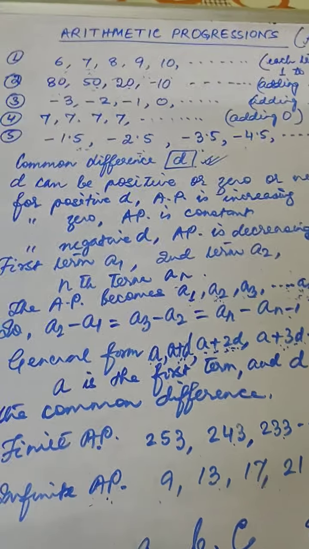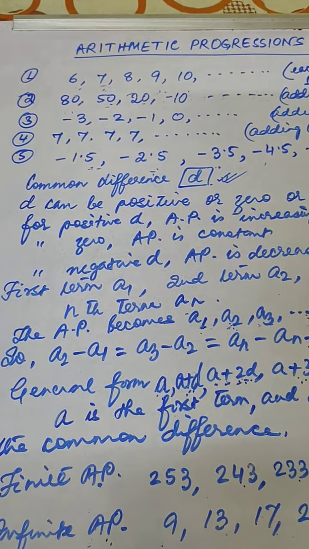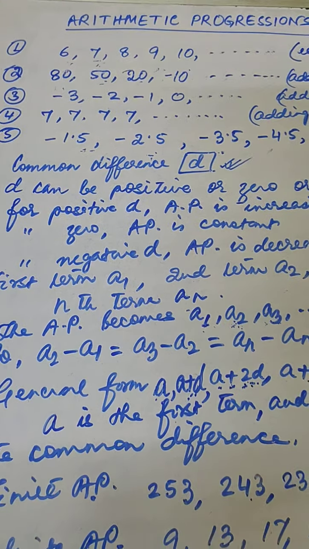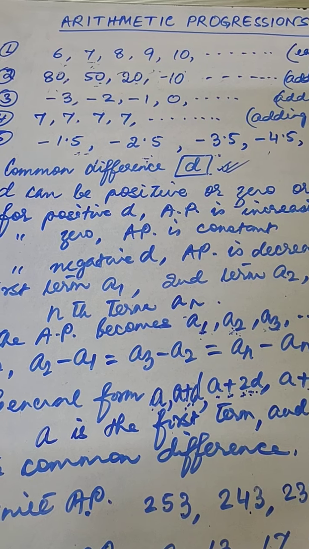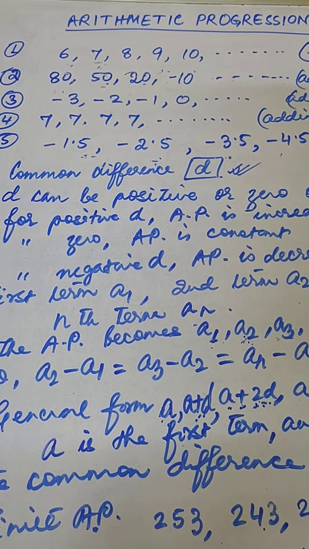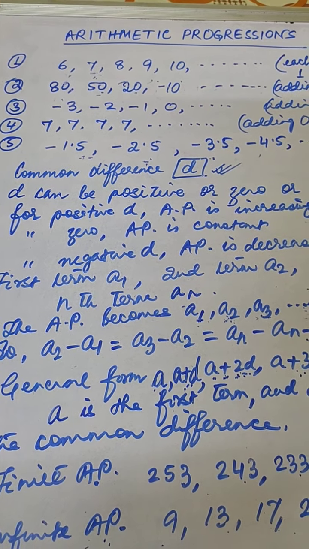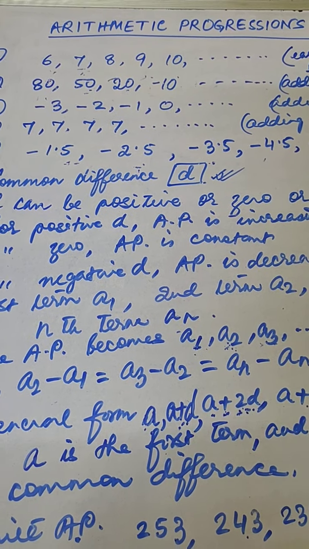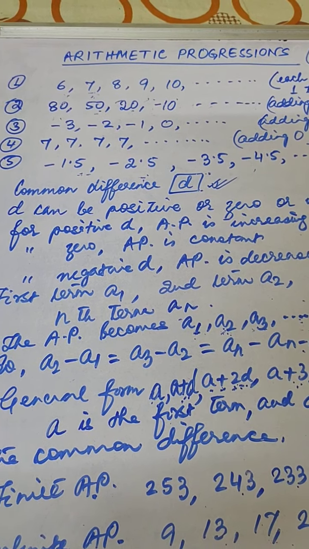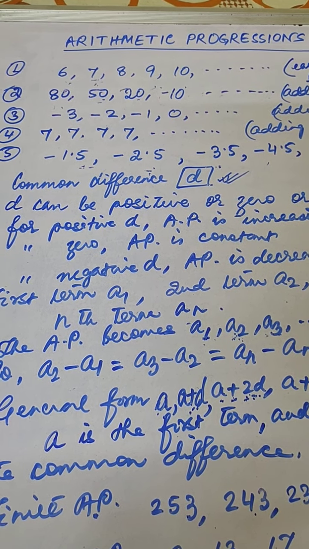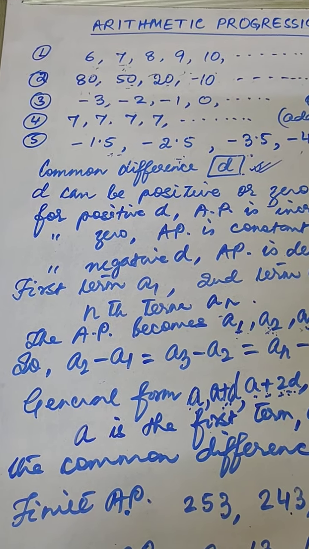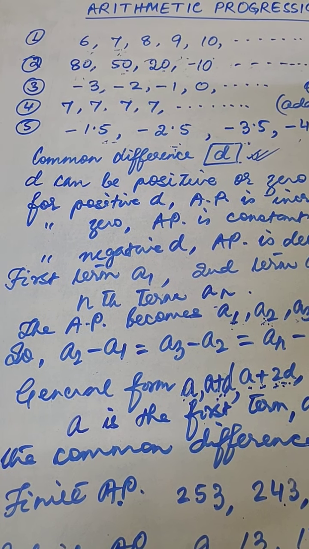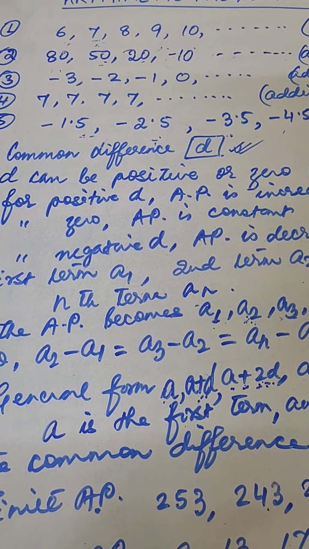Now in the first case you see 6, 7, 8, 9, 10 and so on. Here d is plus 1. So when d is positive, we say that the AP is increasing. When d is negative, that means you can see case number 2, the AP is decreasing. And in list number 4 you see d is 0 here. So we can say that the AP is constant.